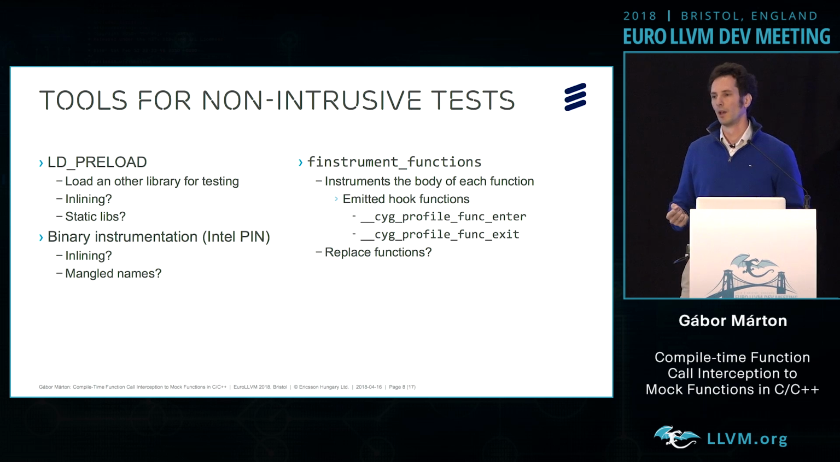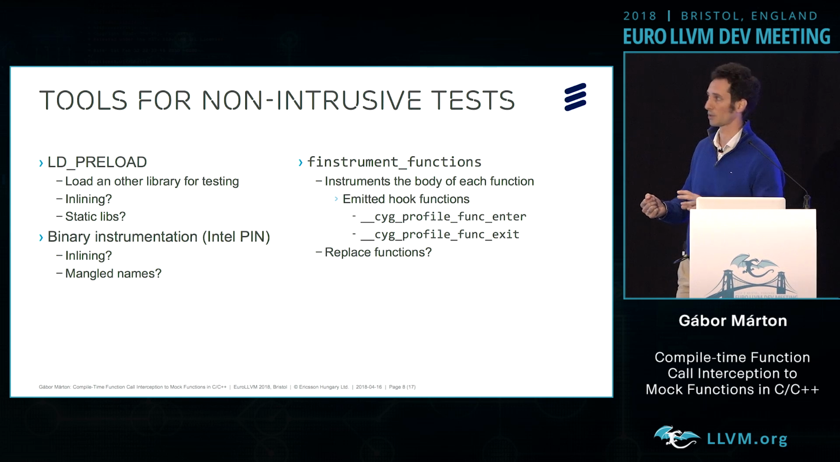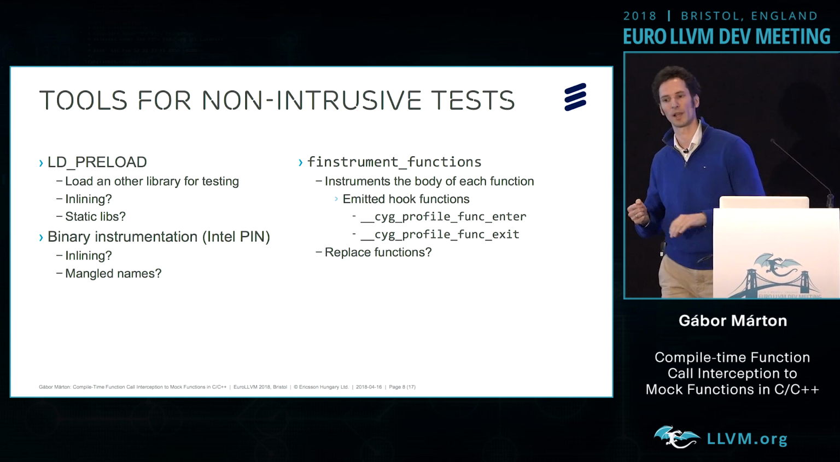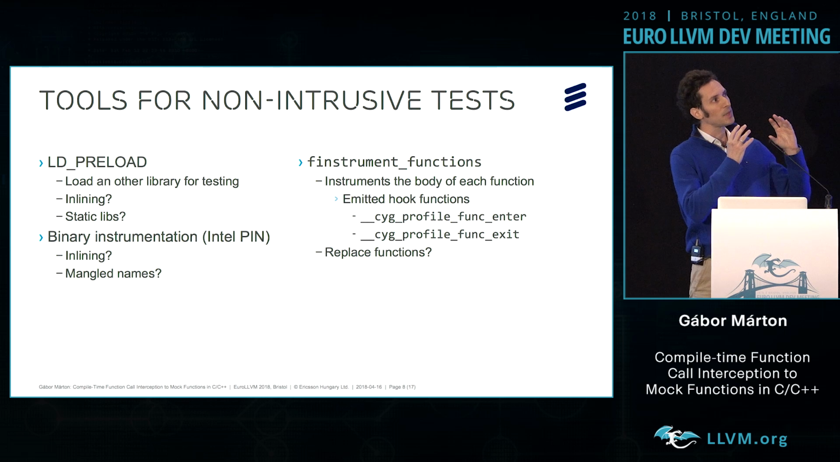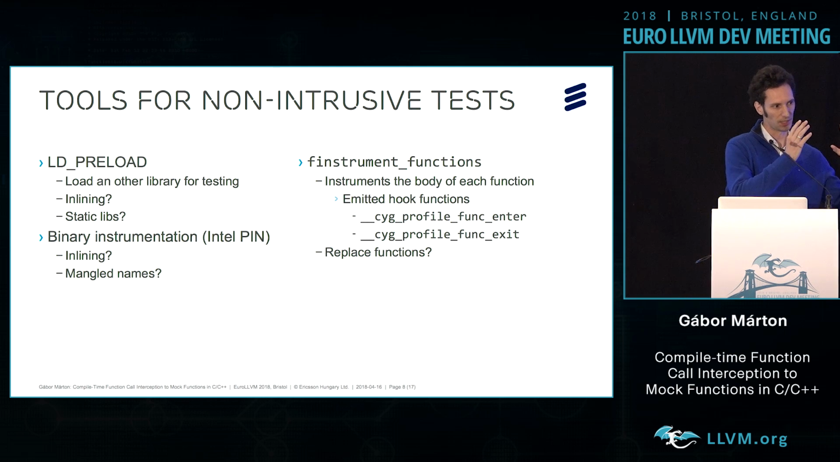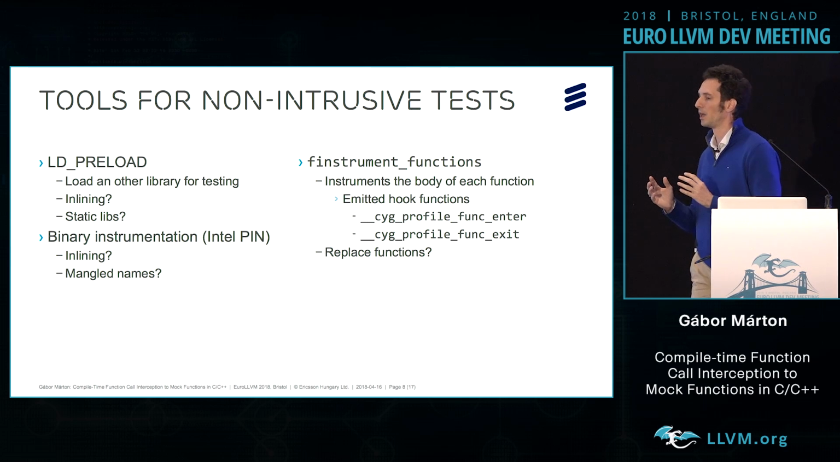Also, another tool is the so-called instrument functions compiler instrumentation. This can be found in GCC and in Clang as well. It emits hooks at the beginning and the end of a function. So this way we may alter a dependent function's behavior.